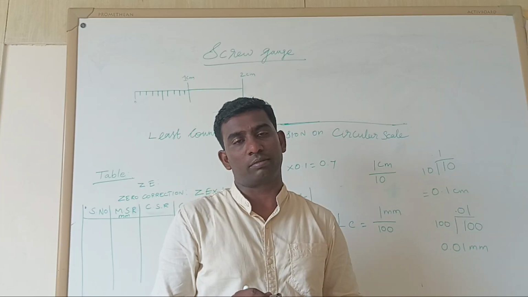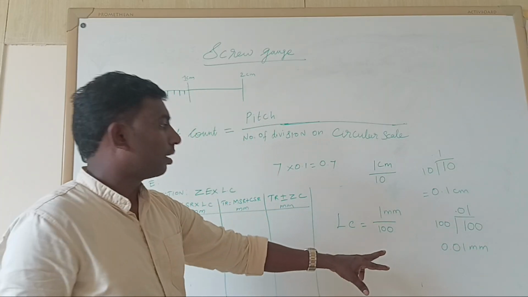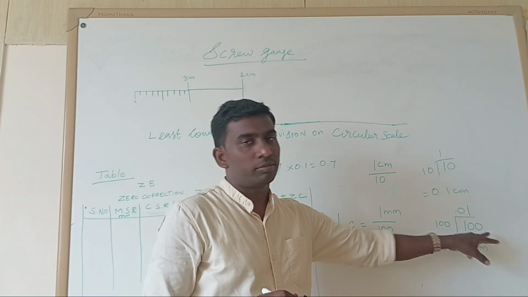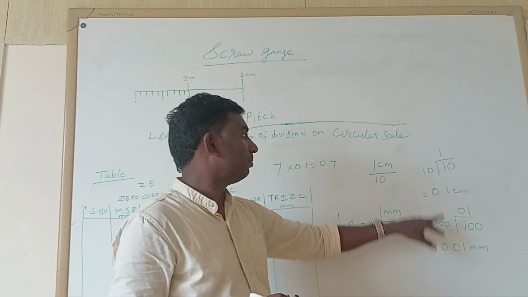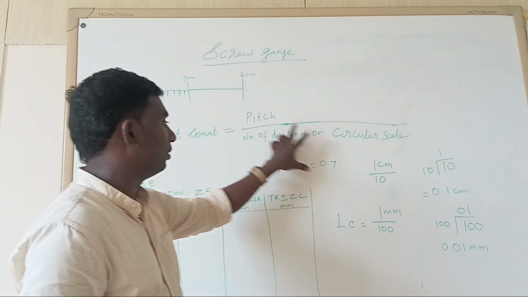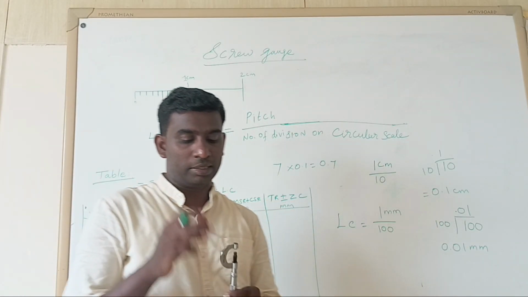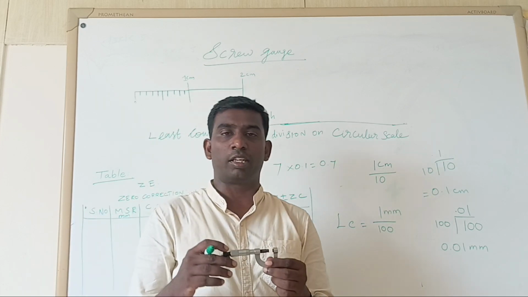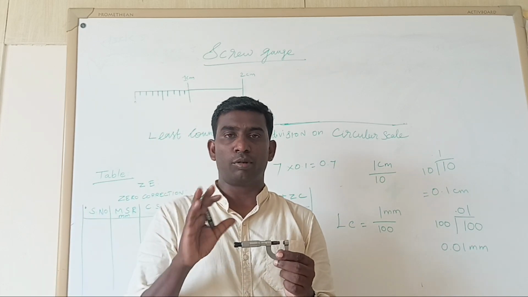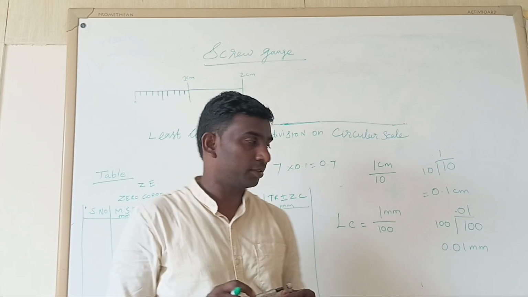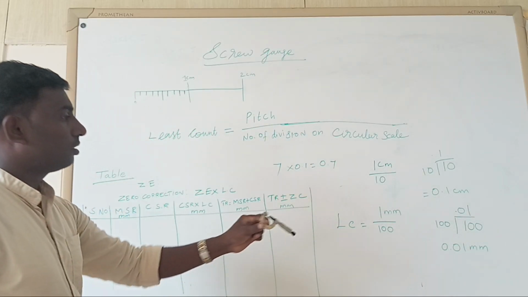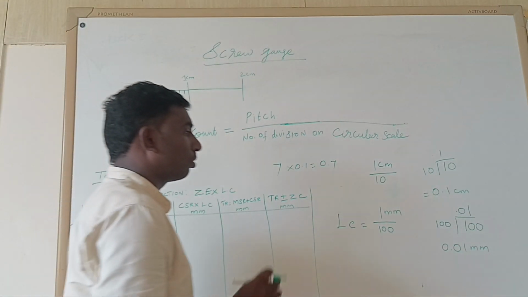0.01 millimeter. Okay, do you understand this one? So there is a least count. You can understand this one before you understand this device, so that you are very clear and don't forget anything. Okay, least count is 0.01 millimeter.